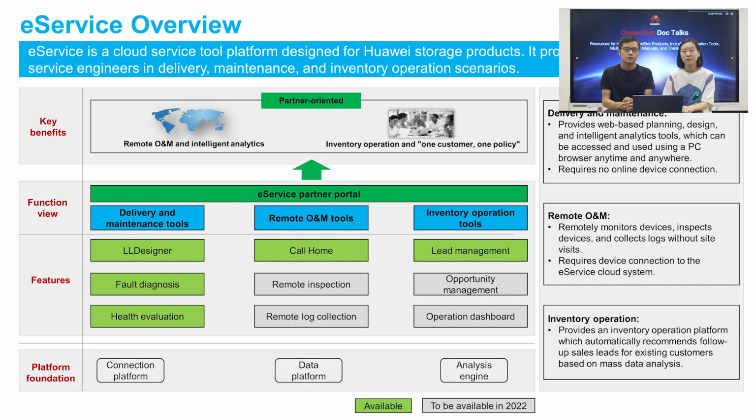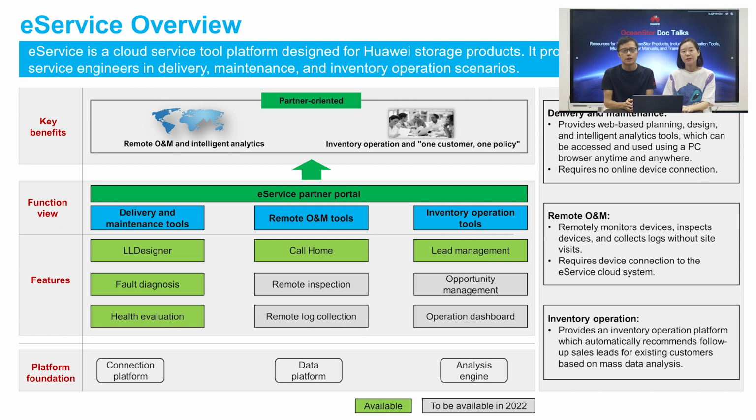eService is a cloud service tool platform designed for Huawei storage products. It provides service engineers with multiple tools in delivery, maintenance, and inventory operation scenarios. For partners, eService also provides three types of tools: delivery and maintenance, remote O&M, and inventory operation.